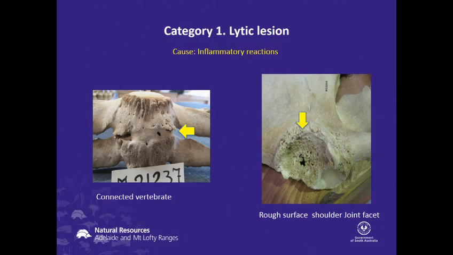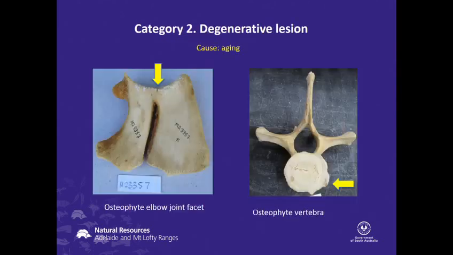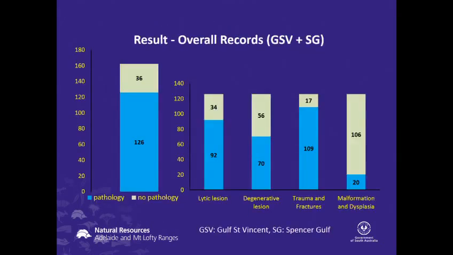The second category of skeletal pathology is degenerative lesions. The main cause is thought to be aging. Because of long-term persistent stimulation, that causes what we call lipping. Oh, sorry.